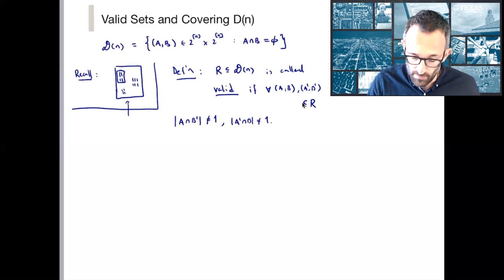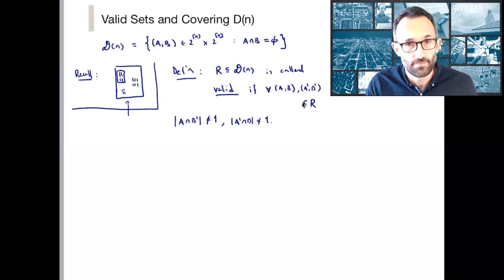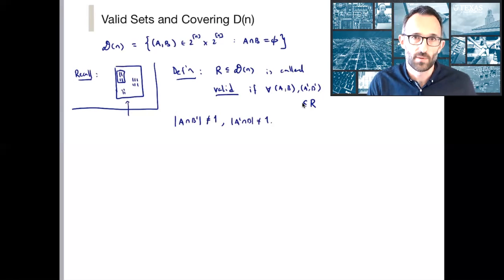Now let's get some intuition about why this is useful and how this relates to communication complexity, and in particular to the intuition that we had initially when we talked about non-deterministic complexity and the blocks. What I'll just say about this here is that because of this definition of valid, it allows us to directly link the cardinality of a covering of D of n with valid sets to an upper bound on the communication complexity, the non-deterministic communication complexity.